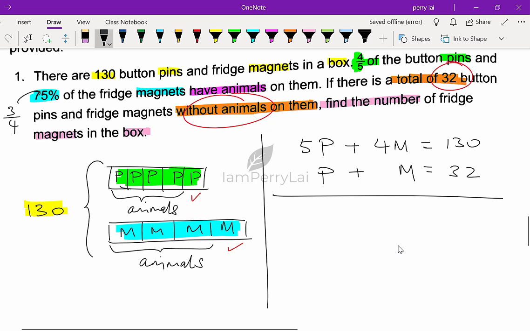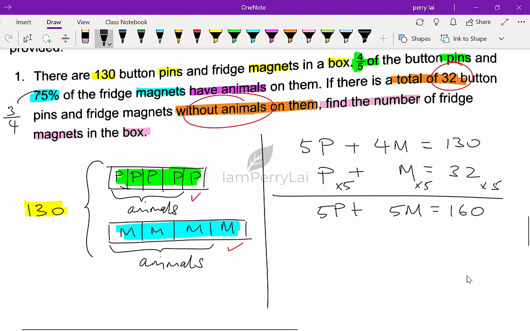What we do is we are going to make something the same. They want the number of magnets in the box, so I'm going to make pins the same. To do that, I'm going to multiply this side by 5. That way I've got 5 of this plus 5 of this equals 32 times 5. So that's 100 there, 160.